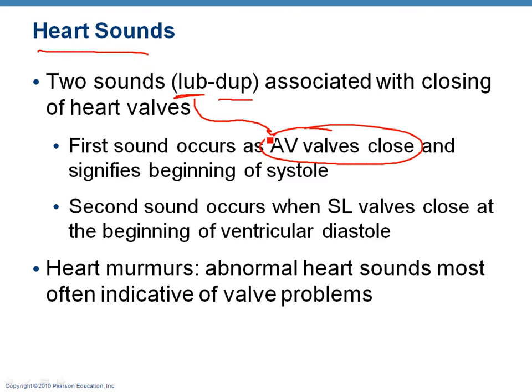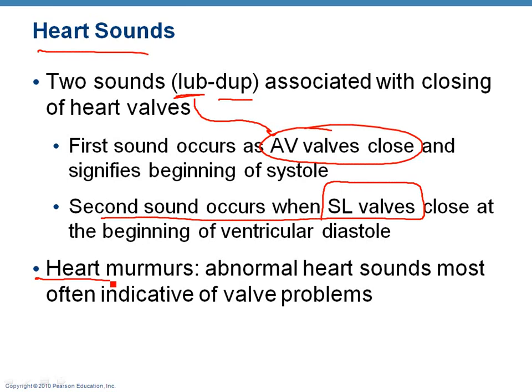So when your bicuspid valve and your tricuspid valve close to prevent backflow of blood from the ventricles into the atria, that's the first heart sound you're hearing. The second sound occurs when your semilunar valves close. So when the pulmonary semilunar valve and your aortic semilunar valve close, that generates the second heart sound.